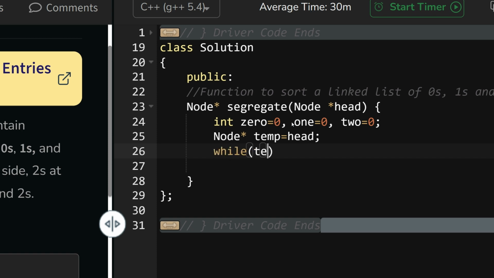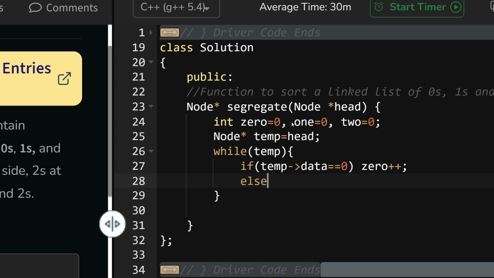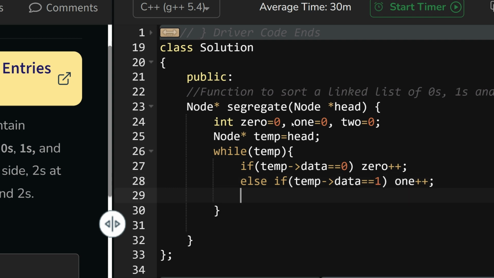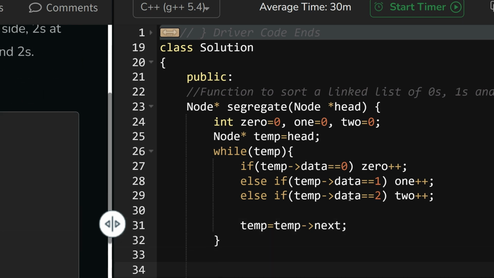Now while my temp is not null, what will happen if temp data equals 0? In that case, 0 plus plus, and I will just copy it for 1 and 2. Else if temp data equals 1, it will be 1 plus plus, and similarly for 2. Else if temp data equals 2, increment the counter for 2. And after all of these operations, I just move to the next: temp equals temp next. This is a simple traversal.